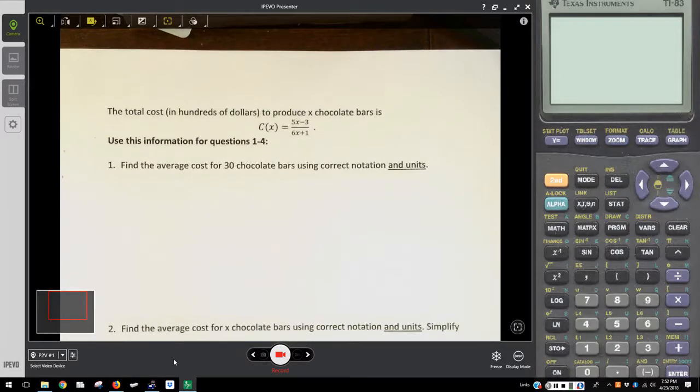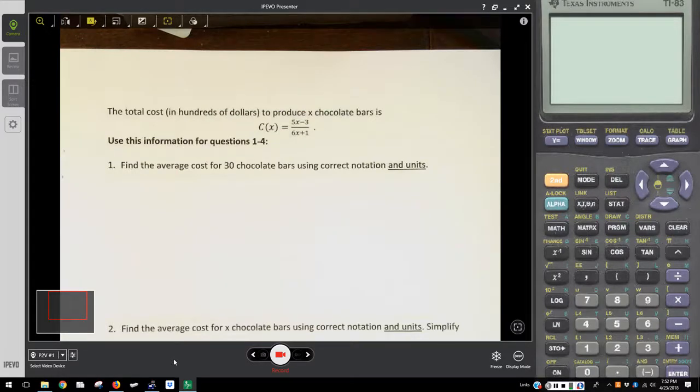Okay, this is the explanation for how to work the problems on your last exam. That would be exam 3, covering chapters 12, 13, and 14. This first problem is from chapter 12, and we're going to use this function.